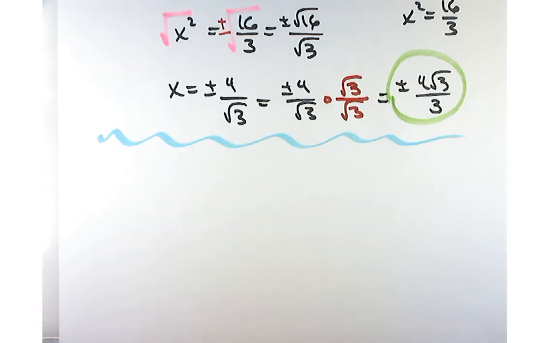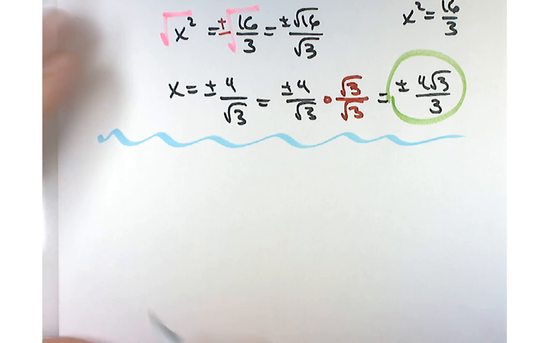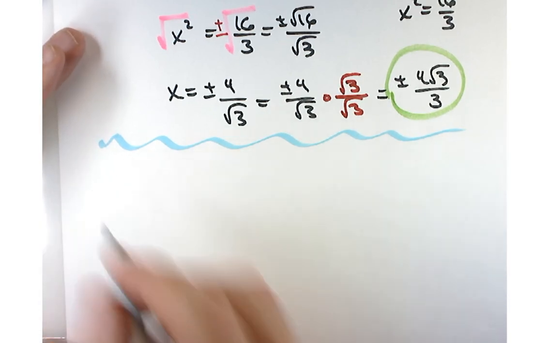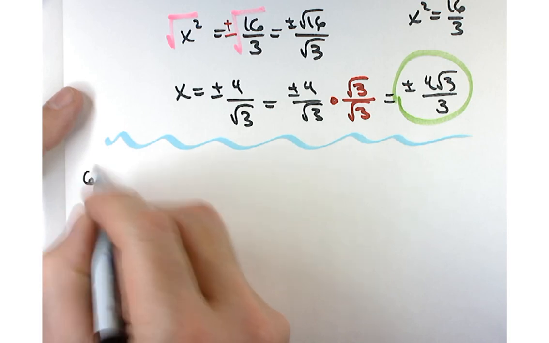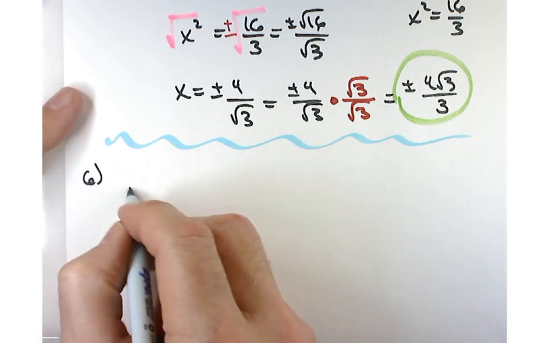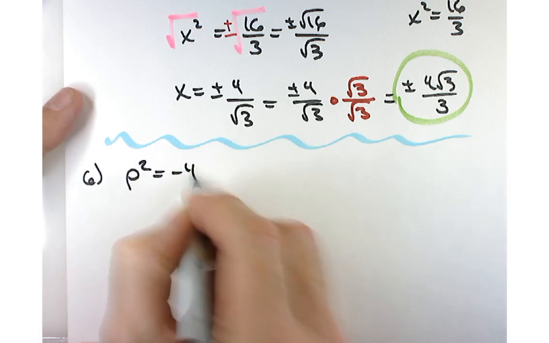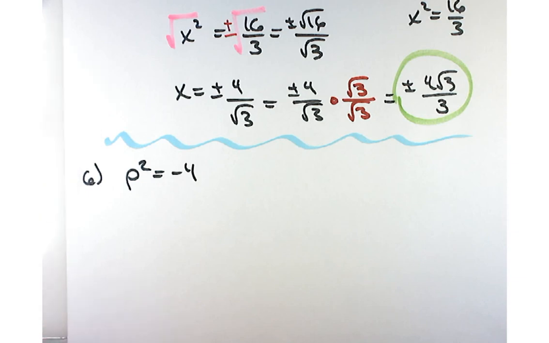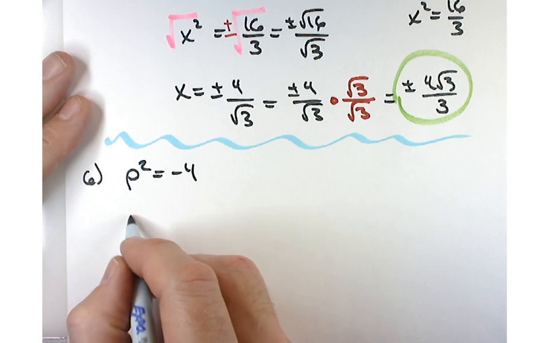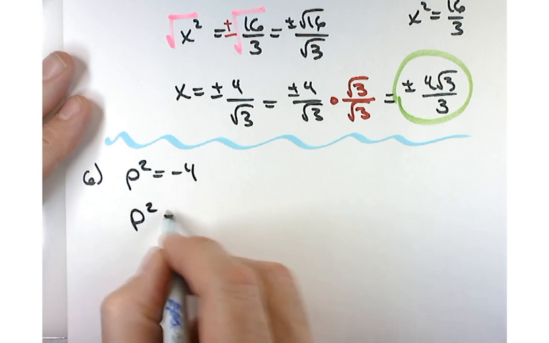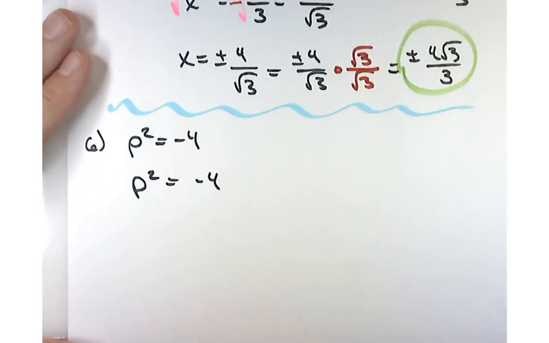All right. I think you've got a pretty good groove on some of these things. So let's mix it up a little bit. Let's try p squared equals negative 4. Can we even solve this one? Yeah. What should we do? Imaginary. But what should we do in steps in terms of solving it?